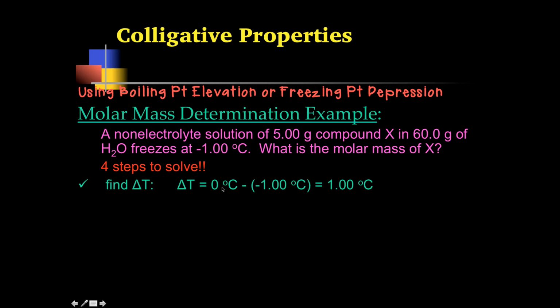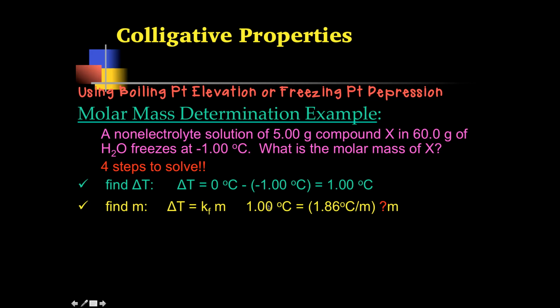So the original temperature minus the new temperature gives you the change. So 0 minus a -1 gives you a change of 1 degree Celsius. Well, now I can plug that into the new equation that I just got today, which was delta T equals Kf, because we're freezing, times molality.